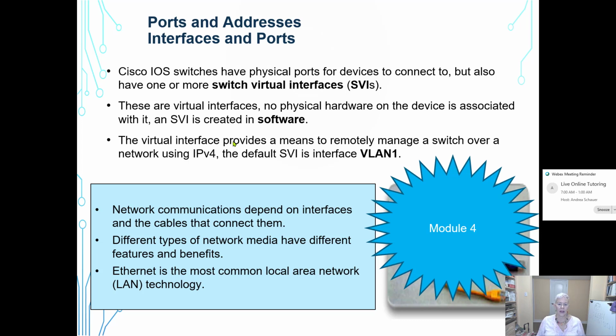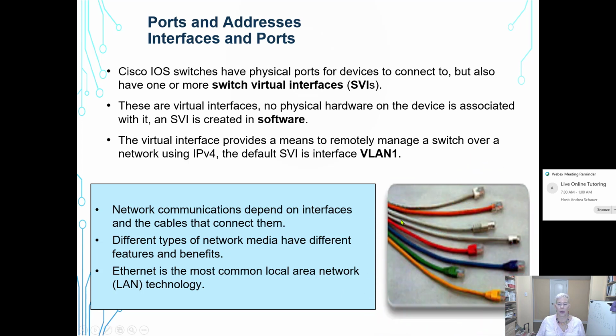The virtual interface provides a way for us to remotely manage the switch over the network. And it will always default to something called VLAN 1. Again, VLAN 1 is something you don't need to understand this very second because we'll be talking about it and doing a lot more later. Networks depend on interfaces and the cables that connect them. Different types of networks need different media. Remember, media in networking terms are the cables, the radio frequency, the fiber optic. Ethernet is the most common thing, and we're going to be going over this more in Module 4.